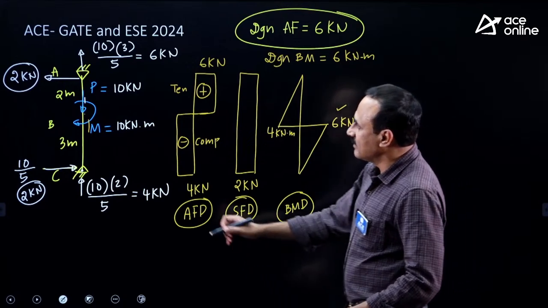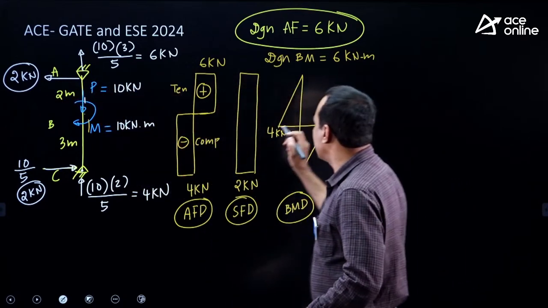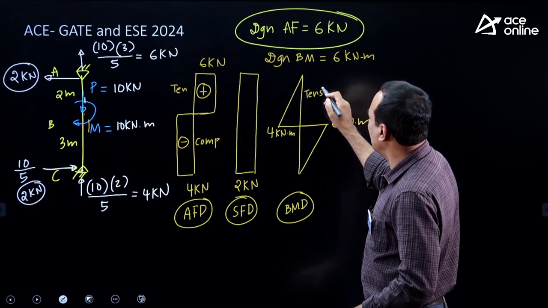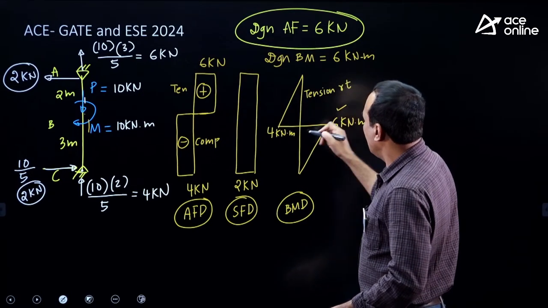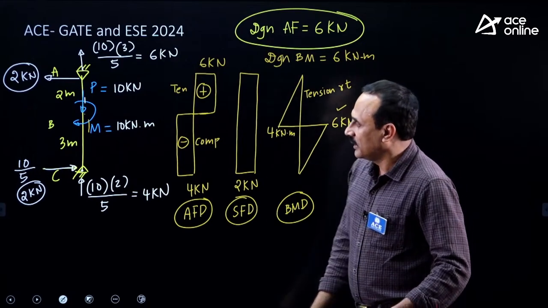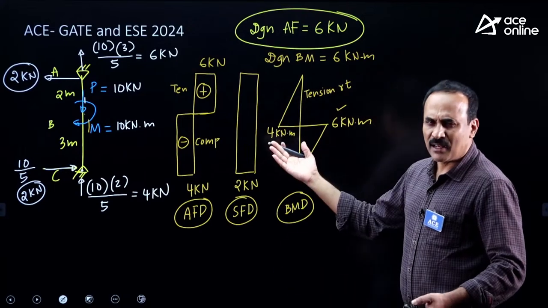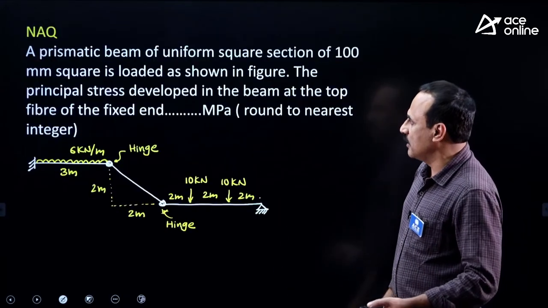And here it is giving you tension on the right side. So in this case, tension right. On the BC part, tension on the left side. Okay? Diagrams are not required, only for information I am giving you.